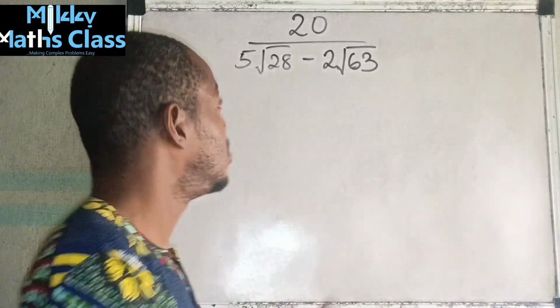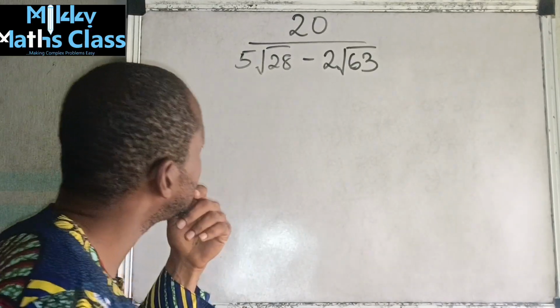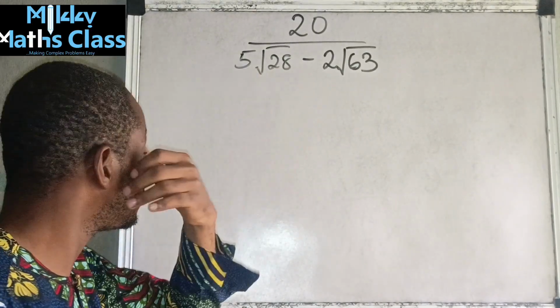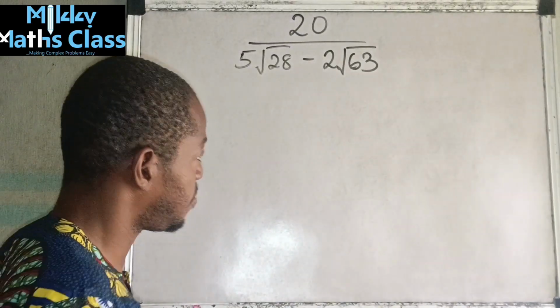What do you have today? Simple surd question. It says 20 over 5 root 28 minus 2 root 63. How do we simplify this?